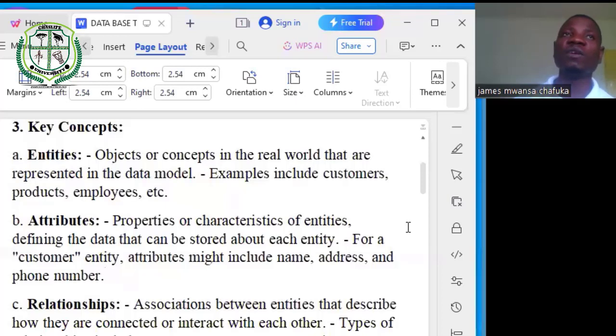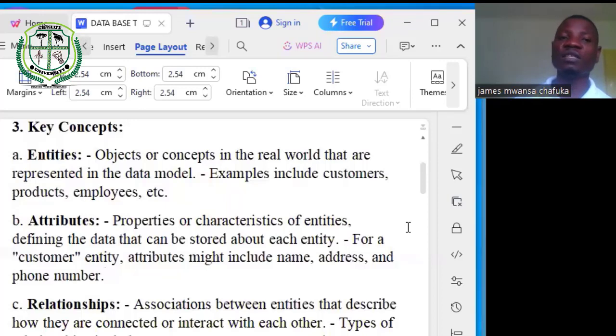So they focus on objects and concepts in the real world that are represented in the data model. Examples of the entities can be customers, products, and employees.